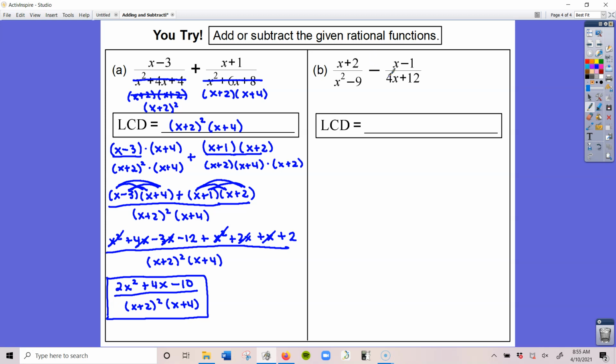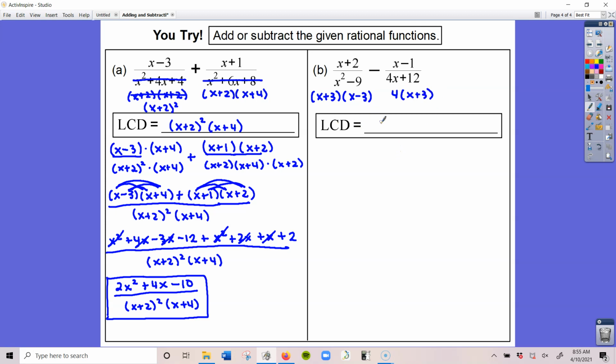Last one here. We have x plus 2 over x squared minus 9 minus x minus 1 over 4x plus 12. I can factor this denominator. This is a difference of squares. So it would be x plus 3, x minus 3. Since the square root of x squared is x, the square root of 9 is 3, and you make one factor positive and the other negative. Here, for 4x plus 12, both of these terms can be divided by 4, so I'm going to take out a 4, and I would get x plus 3.